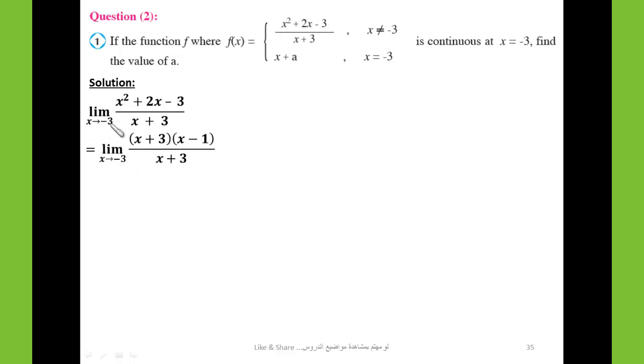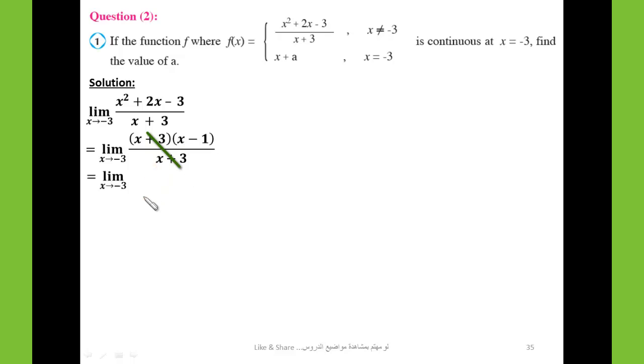When you directly substitute x equals negative 3, you will get 0 over 0, and this is an unspecified quantity. Note that the 0 factor here is x plus 3. When x tends to negative 3, the 0 factor is x plus 3, and we must get rid of this 0 factor. By factorization, we factorize x squared plus 2x minus 3 to be (x plus 3) multiply (x minus 1). Dividing x plus 3 over x plus 3, you will get x minus 1.